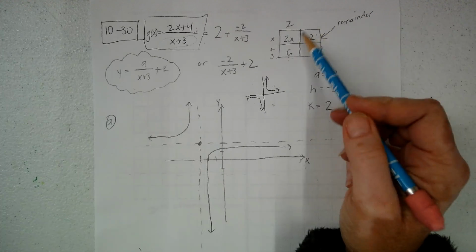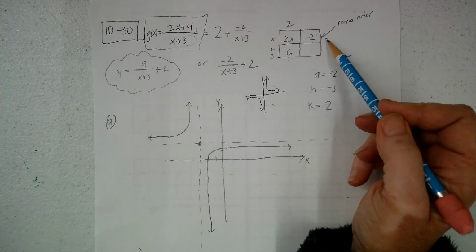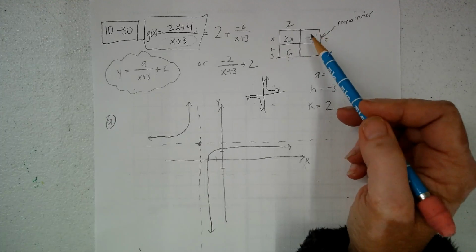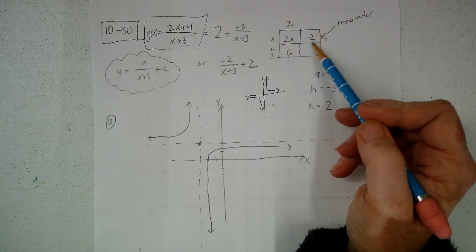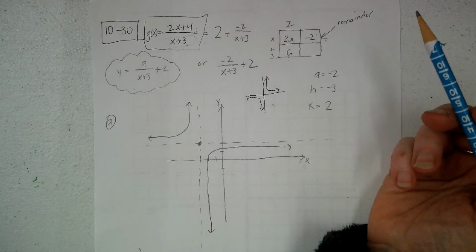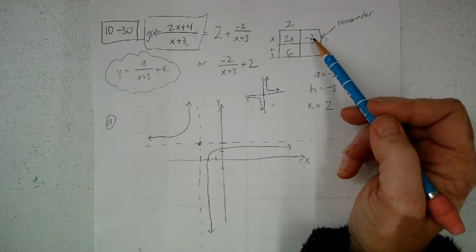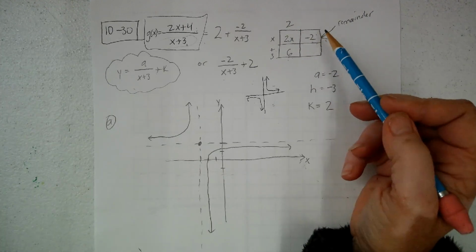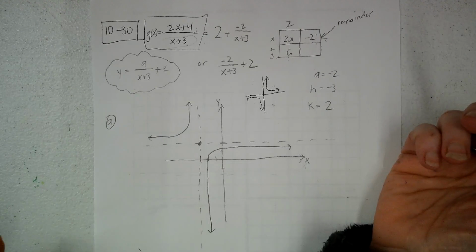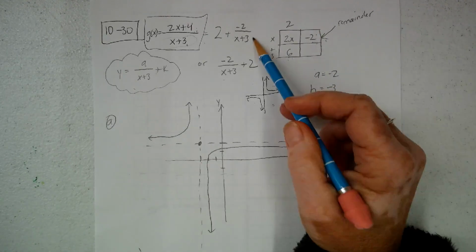So that's my remainder, and you might have seen that when you're doing regular polynomial division. Sometimes it won't turn out even, and you'll have a remainder. So then you write that remainder over the divisor. So my answer here would be 2 plus -2 over x plus 3. Or you could say 2 minus 2 over x plus 3.